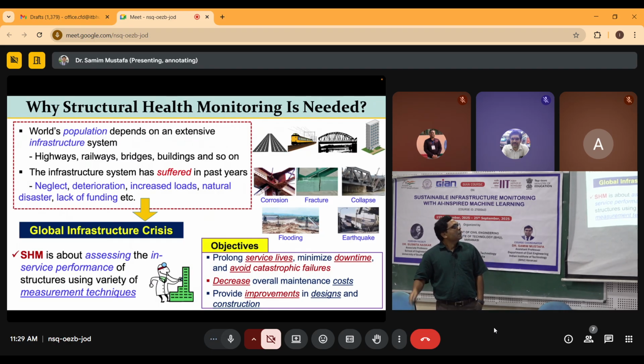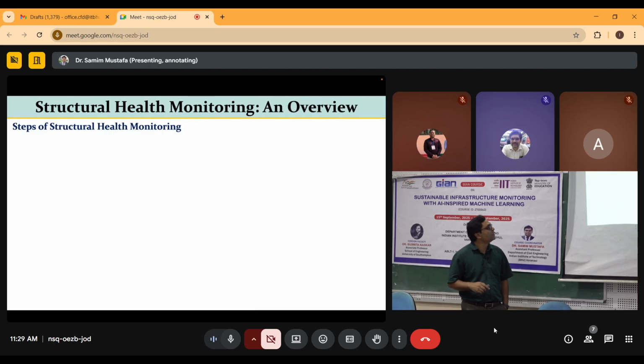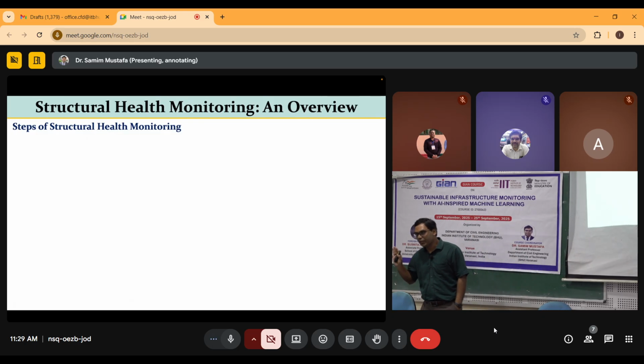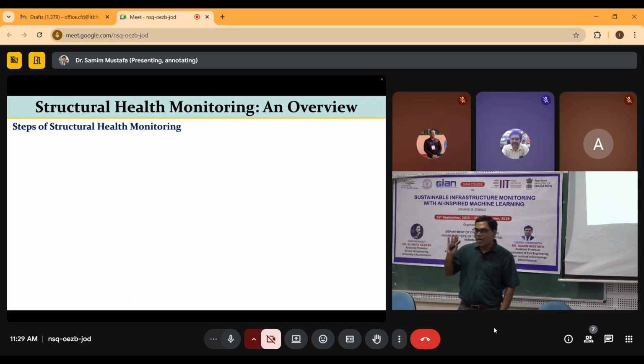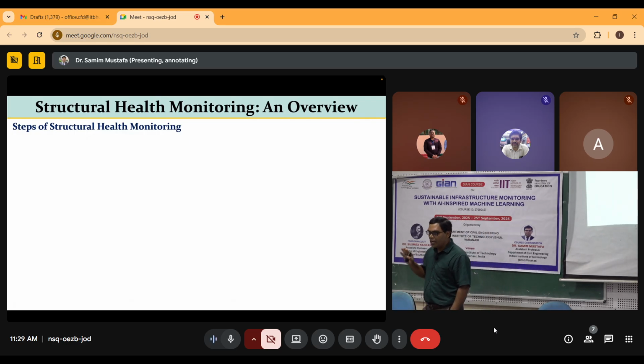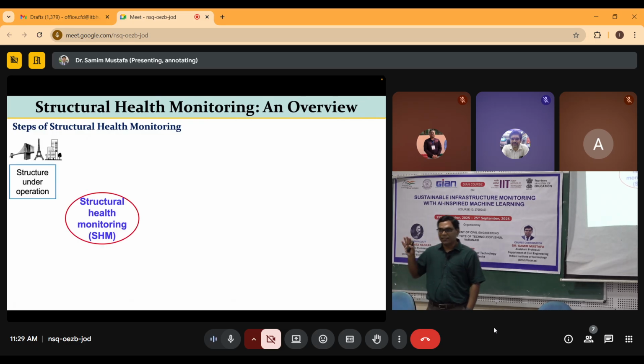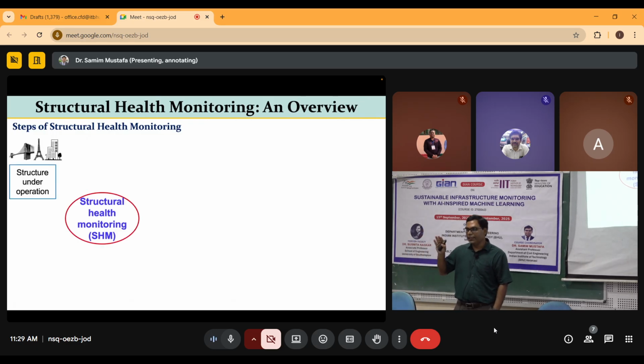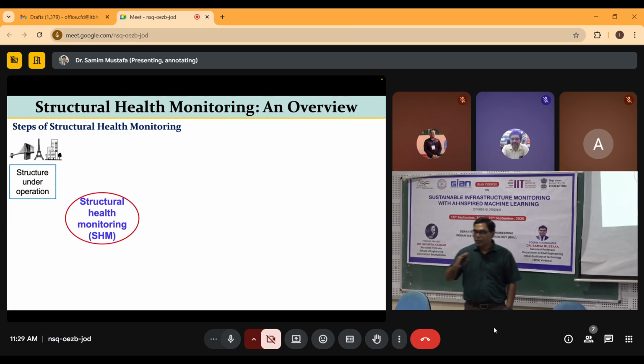Okay, so let's go to the next slide, which is structural health monitoring, an overview. So now I have mentioned what the need for structural health monitoring is. The next important thing is how to implement it, or how we can achieve those objectives that I have discussed just now. Whenever a structure is constructed, its intrinsic property, meaning natural property, changes over time. Okay, that happens because of environmental factors as well as the loads that the structure is subject to.